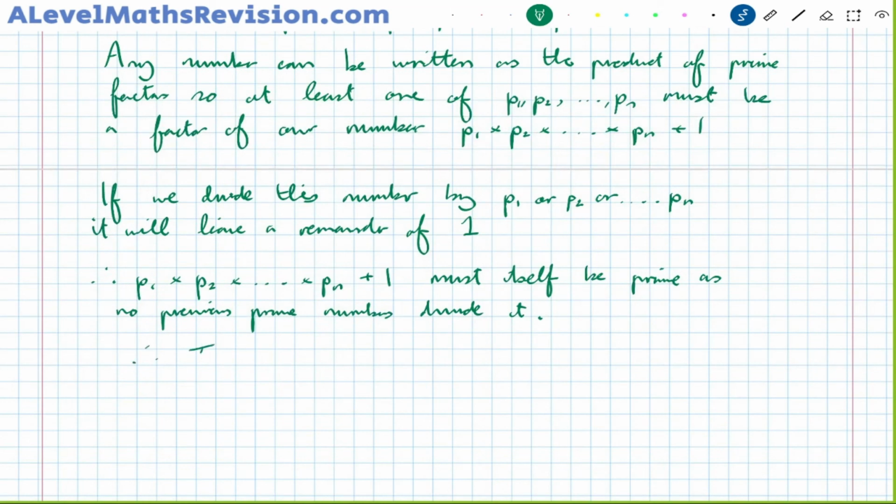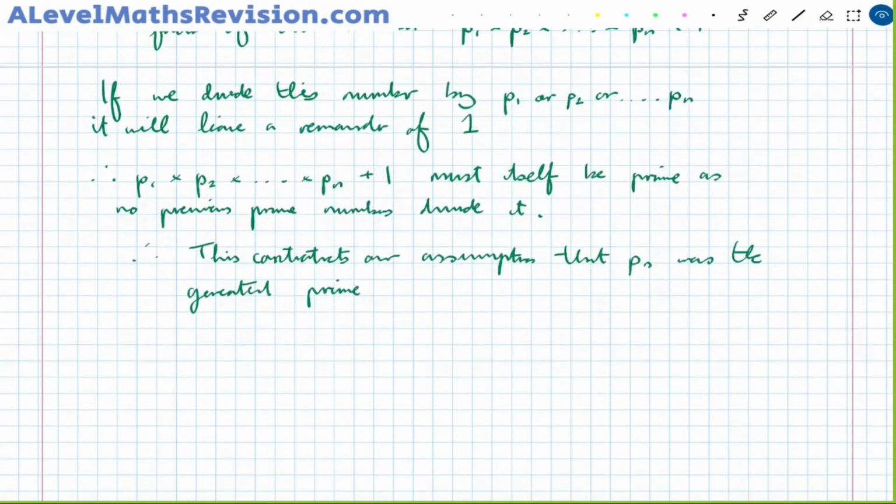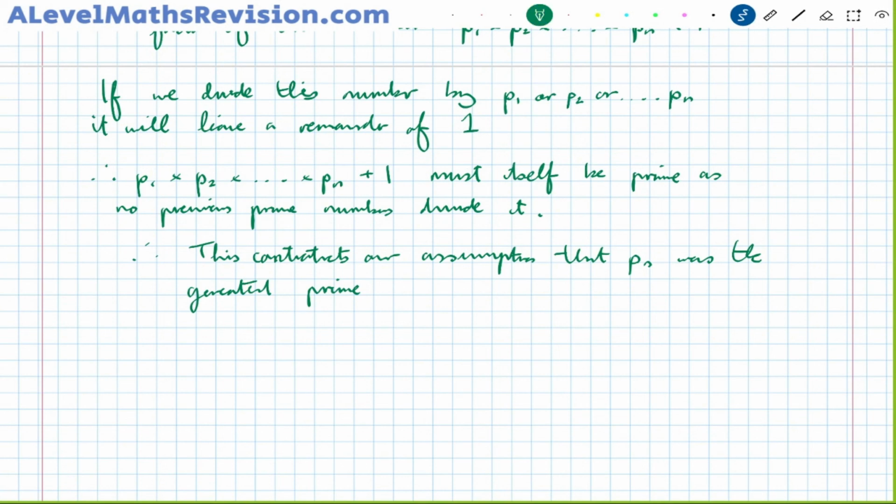Therefore, this contradicts our assumption that Pn was the greatest prime. We assumed that there was a list of primes where Pn was the greatest. That's contradicted that assumption. Therefore, there does not exist a greatest prime number.